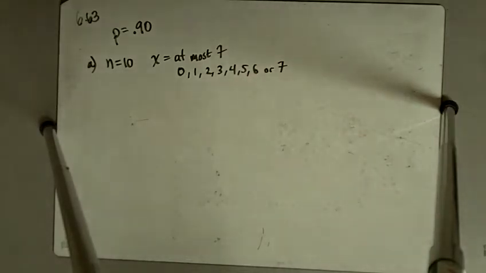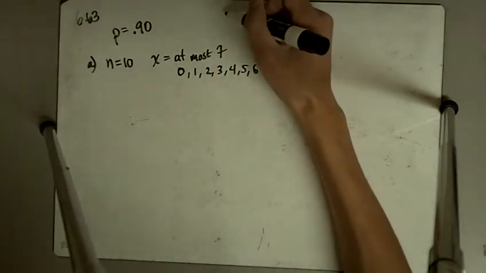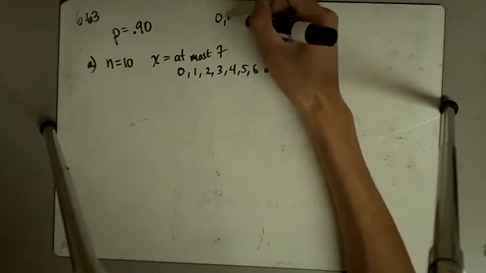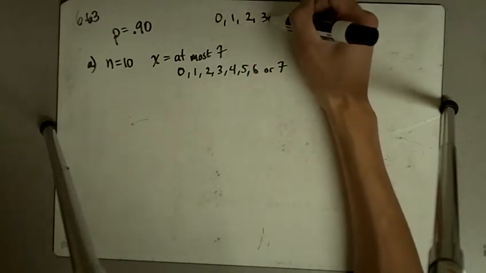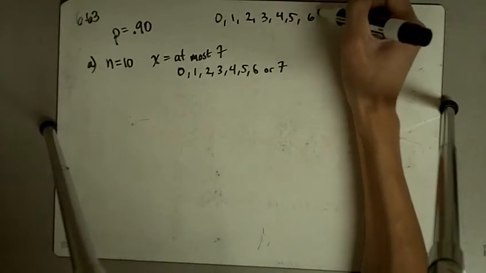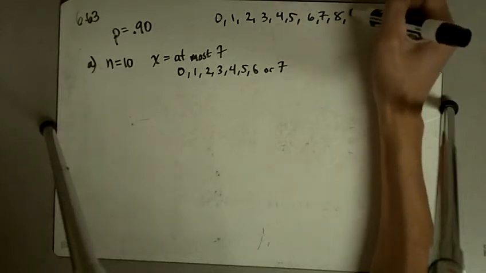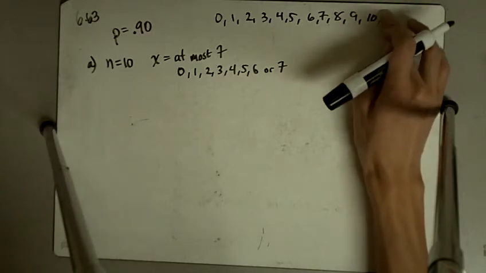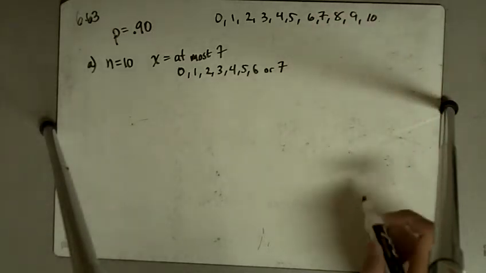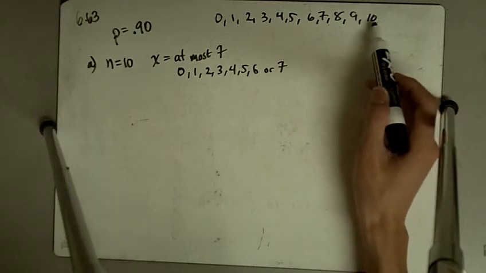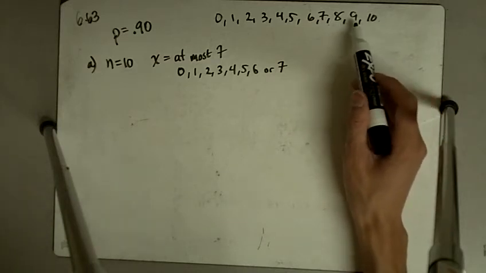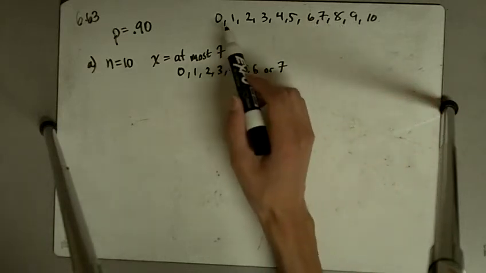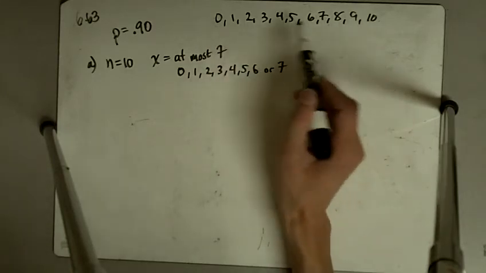Okay? Now if you think about it, the number of total outcomes is going to be 0, 1, 2, 3, 4, 5, 6, 7, 8, 9, or 10. Okay, if 10 people go searching for a job, it's possible that all 10 of them find jobs. It's possible that 9 or 8 or 7. It's also possible that 0. Okay, so there's 11 possible outcomes.